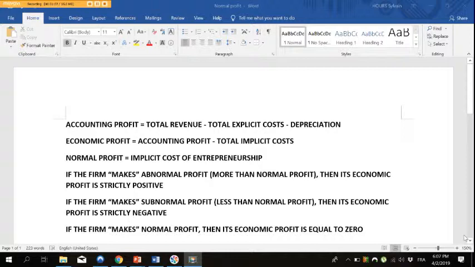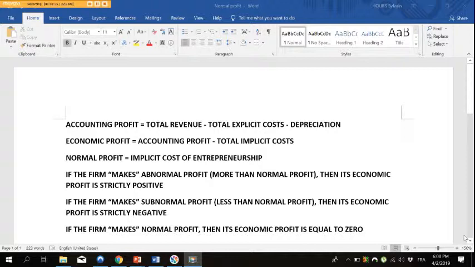An implicit cost is a benefit that you give up. So in the context of production, let's say that you want to start your own business and you choose to use a building that you own as your headquarters. Then in that case, you give up the possibility, the opportunity to rent this building and to receive money every month.